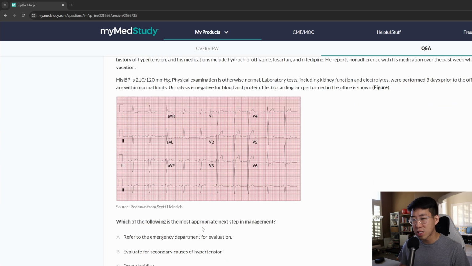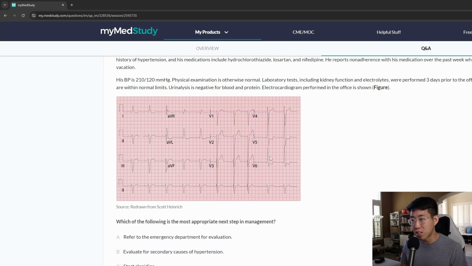So which of the following is the most appropriate next step in management? Refer to the ED, evaluate for secondary causes of hypertension, start clonidine, obtain CT head without contrast, and resume antihypertensive regimen. So this is, if we think he's having an MI, then that would be that. Wouldn't really cause a headache necessarily, but you never know.